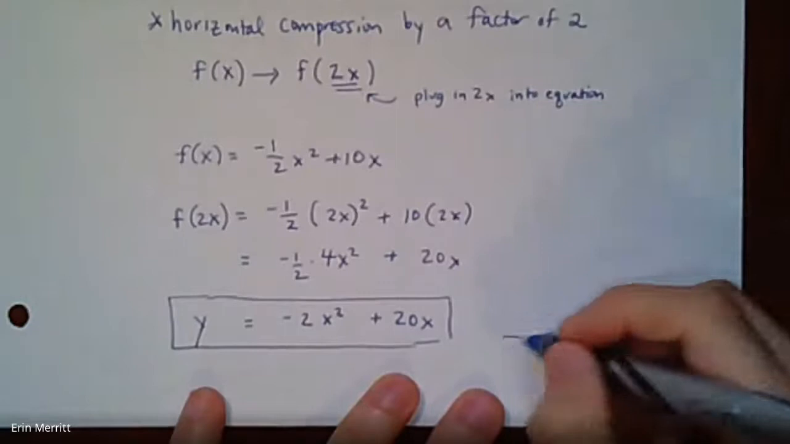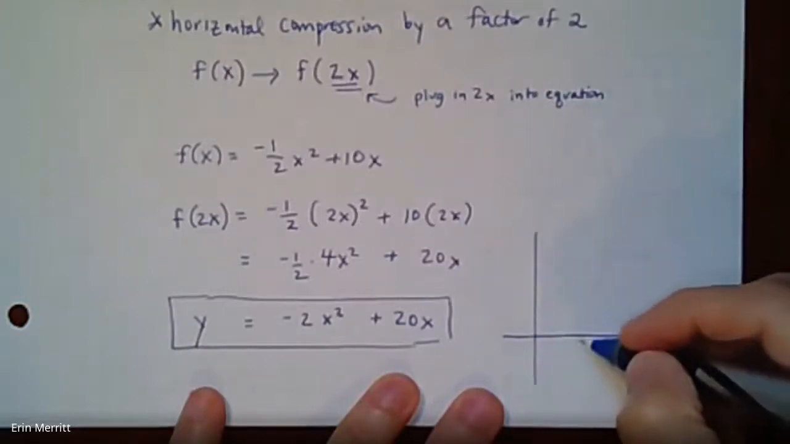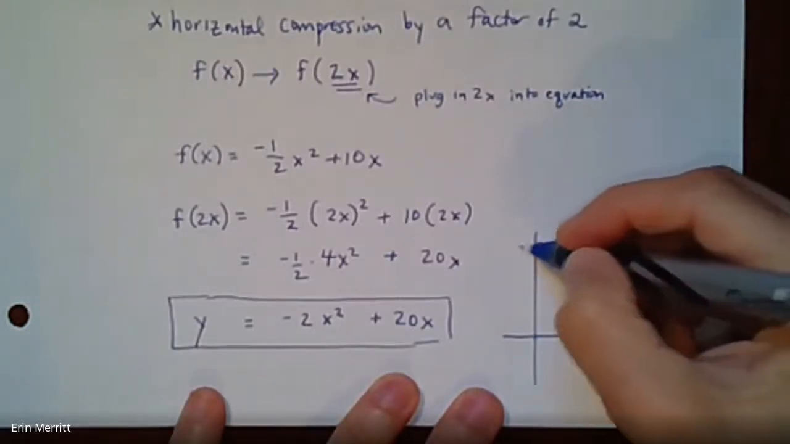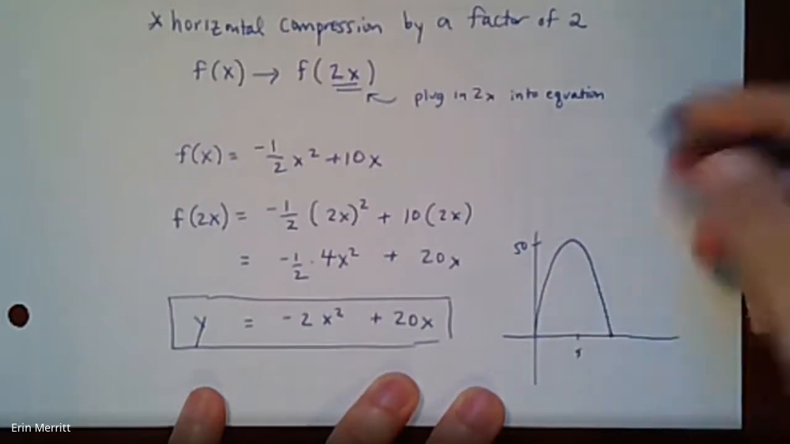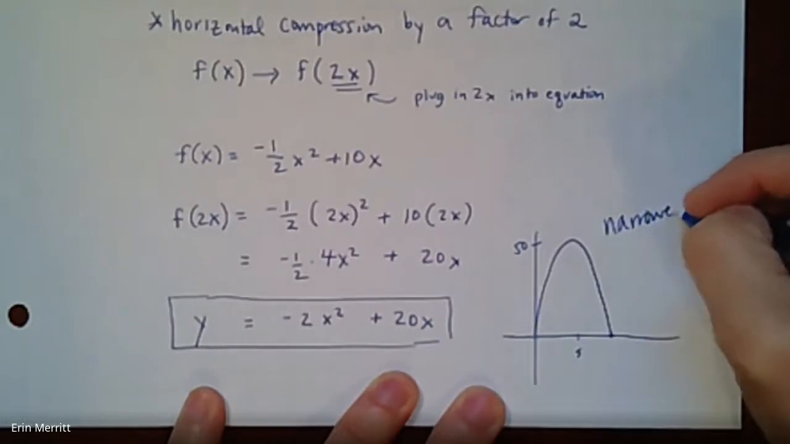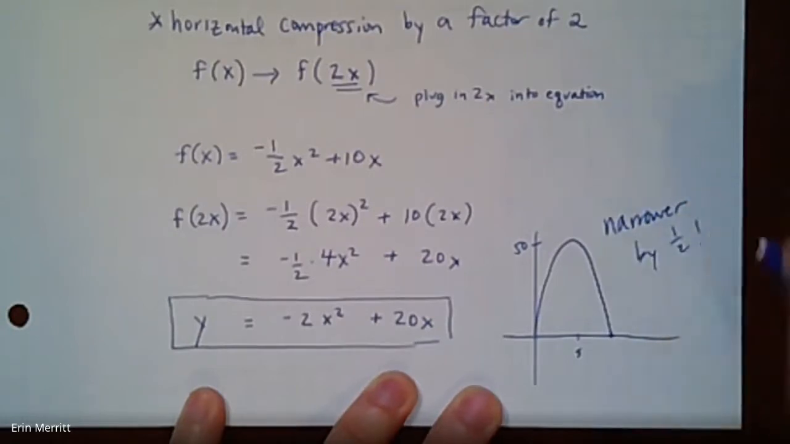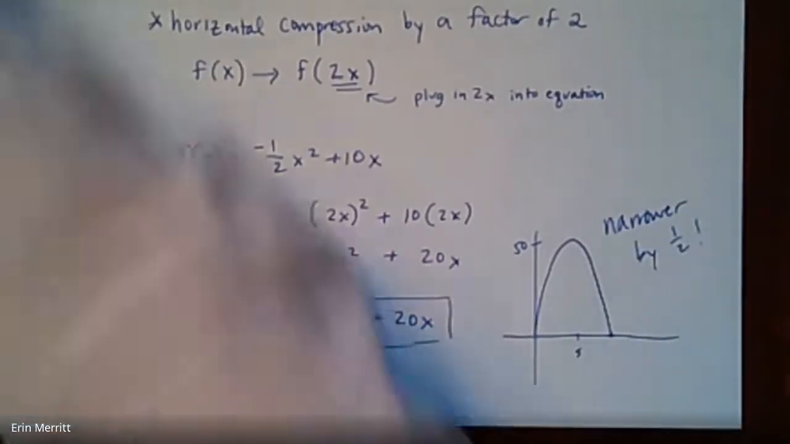So what we ended up with is just this narrower little parabola right there. All right. Perfect. All right. On to the next page.